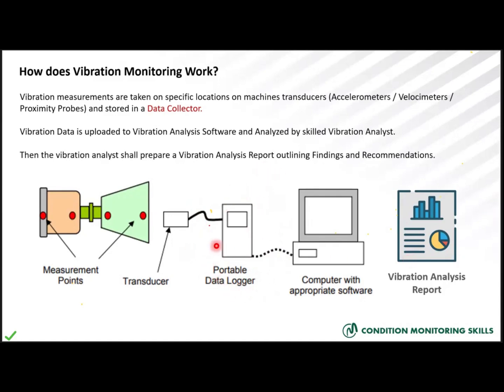The vibration data is then uploaded to vibration software and should be analyzed by a skilled vibration analyst. If you are a certified vibration analyst category 2 or 3, or vibration analyst category 4, I think you should be responsible for analyzing the vibration data and the different vibration plots. Then the vibration analyst shall prepare a vibration analysis report outlining the machinery health with his findings and recommendations.